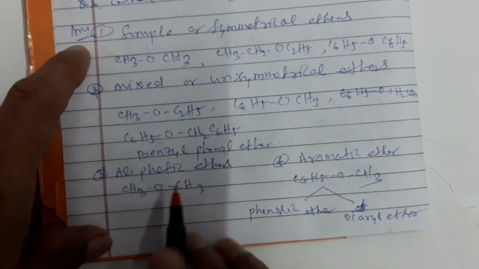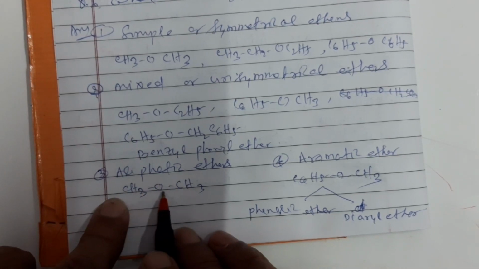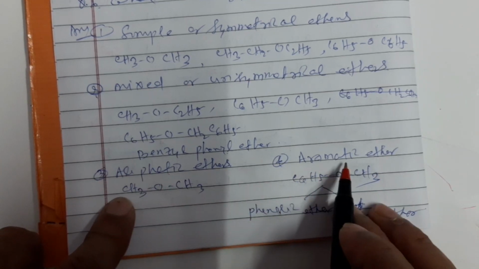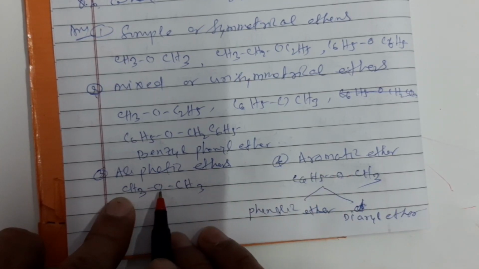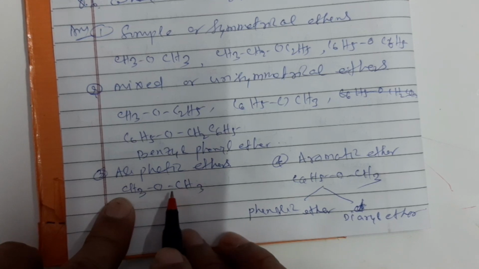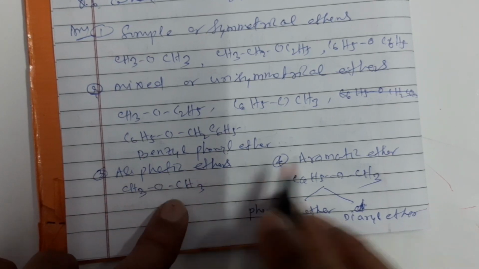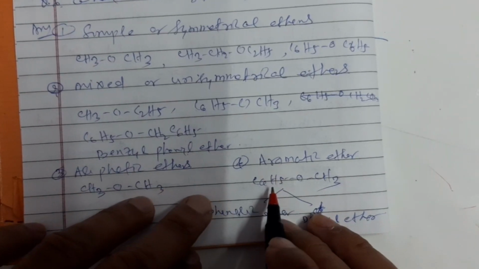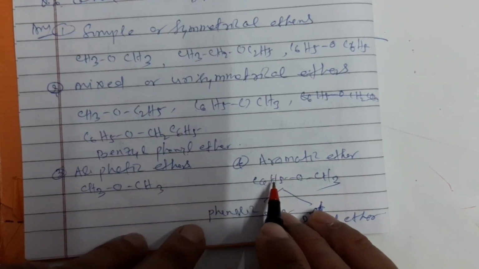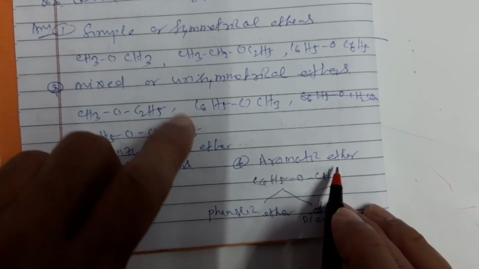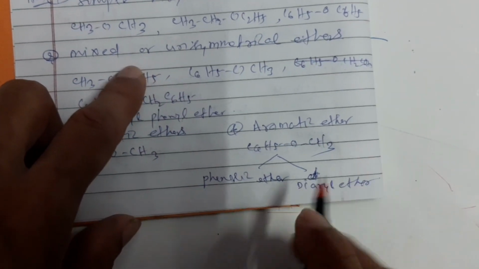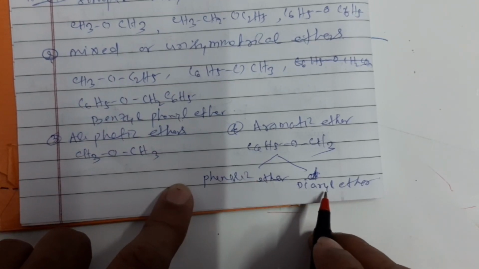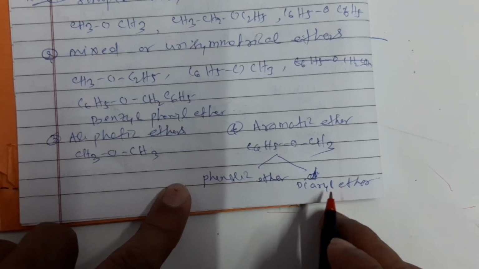Next, aliphatic ethers. These are aliphatic ethers, and aromatic ethers are also classified. If on the two sides of the oxygen atom aliphatic groups are there, then it is known as aliphatic ether. If one of the R groups is aromatic, then it is known as aromatic ether. And again, aromatic ether is divided into two parts. One is phenyl ether, the other is diaryl ether.